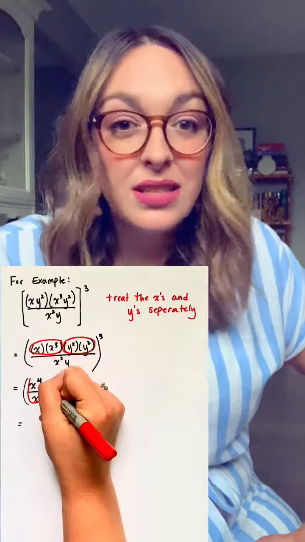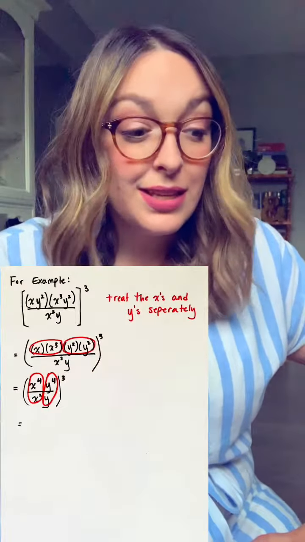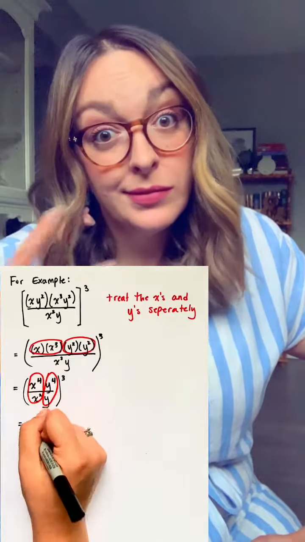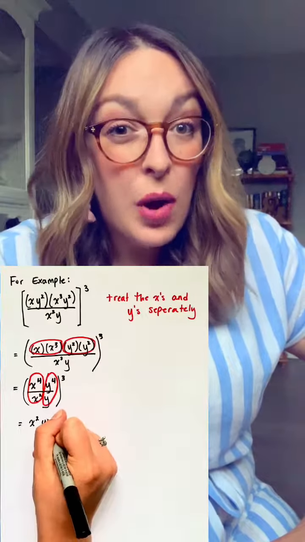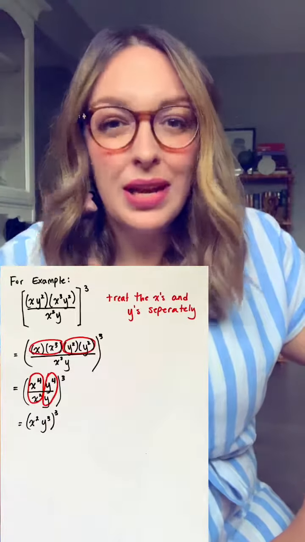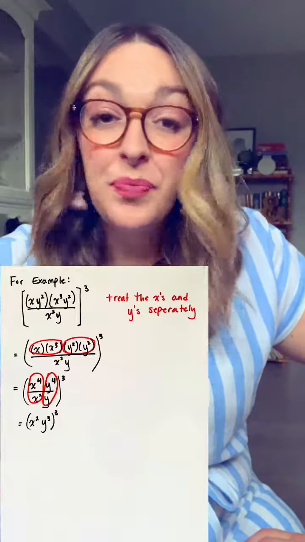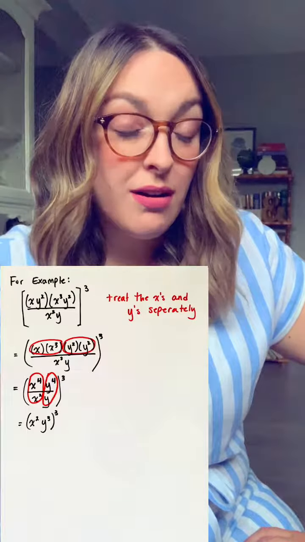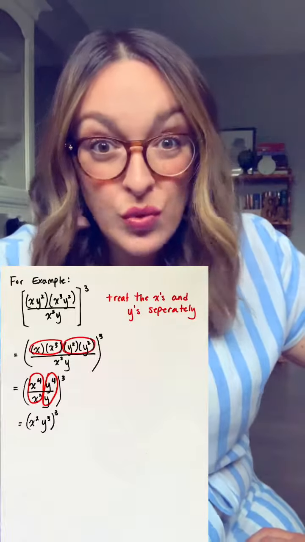So I can divide the x's, I can divide the y's. X to the power of 4 divided by x squared, that's x squared. 4 minus 2, that's 2. Y to the power of 4 divided by y, remember that's y to the power of 1. When there's no exponent written, the exponent is 1. So 4 minus 1 is 3. So what I have left in the brackets is x squared times y cubed. And I'm raising that all to the power of 3.